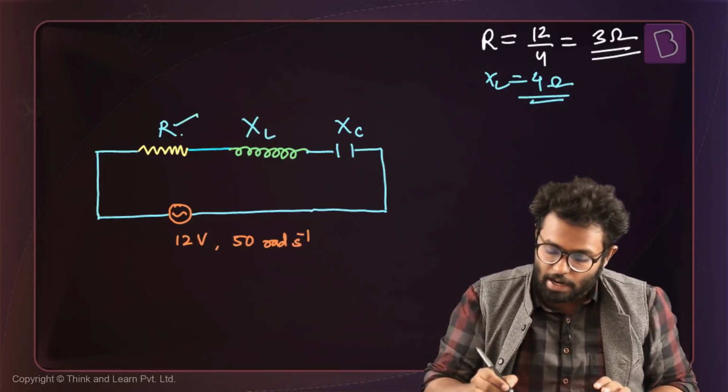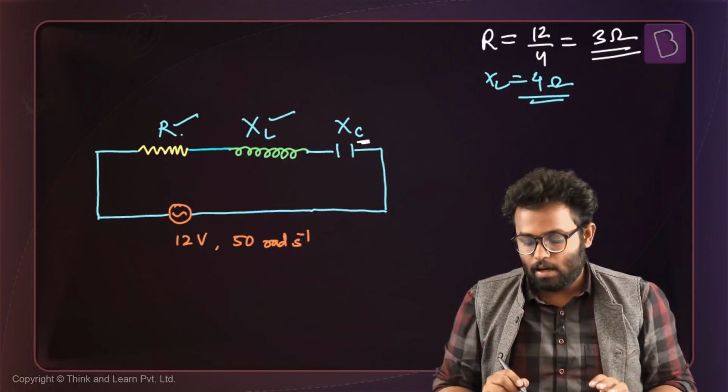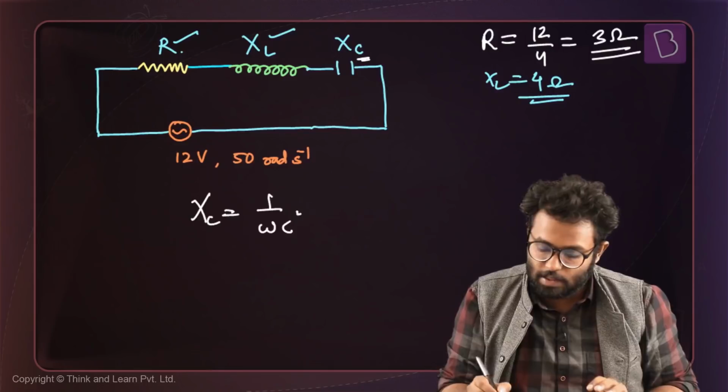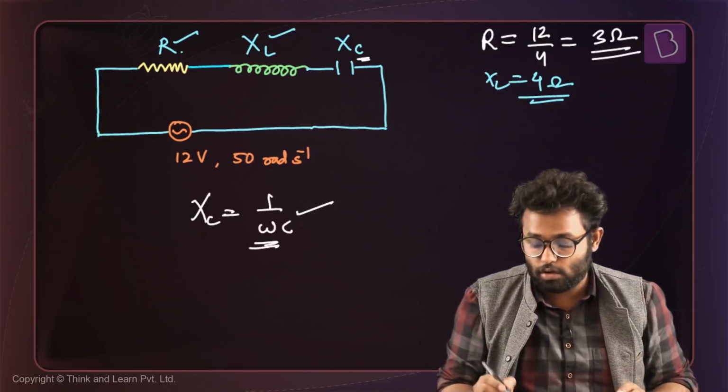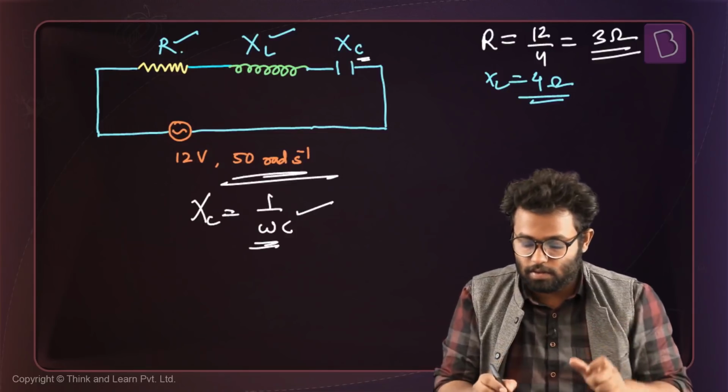Now I know this R, I know this XL, I don't know this XC, right? What is XC, by the way? XC is equal to 1 by omega C. See, C is already given to me. Omega is also given, 50 radians per second, right? It's the angular frequency because it's in radians per second.